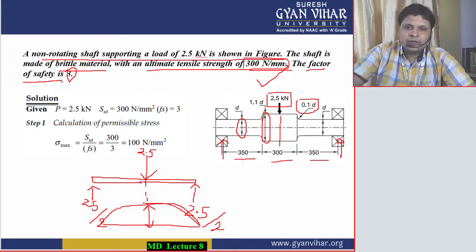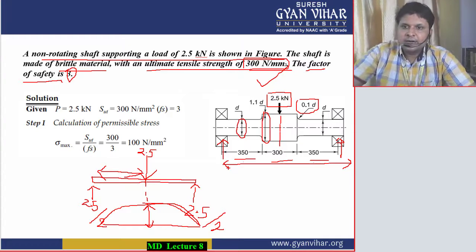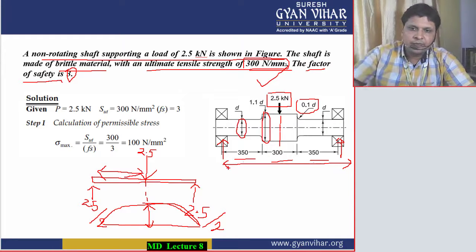We all know that in case of a point load acting, the bending moment is given by 2.5 divided by 2 and multiplied by this distance. All right, and what is the distance? You can take the whole distance: 350 plus 300 plus 350, which is 700 plus 300, means 1000. If you divide 1000 by 2 you will get 500. So this is the length 500, and this is 2.5 divided by 2, the load.